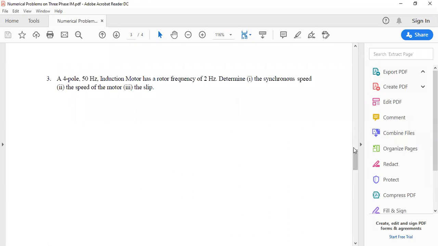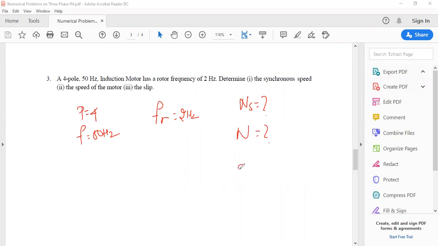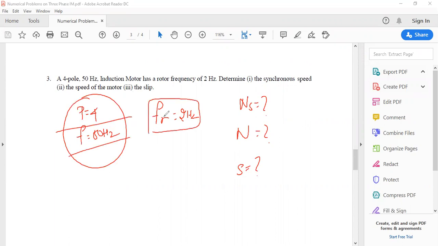This is the third problem. A 4-pole induction motor, P is equal to 4, 50 Hertz, F is equal to 50 Hertz, has a rotor frequency FR of 2 Hertz. Determine the synchronous speed NS and the speed of the motor, and you need to find out slip also. So P is equal to 4, F is equal to 50 Hertz, FR is equal to 2 Hertz.